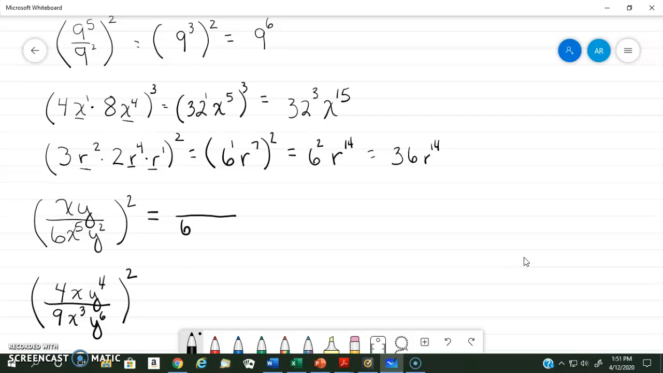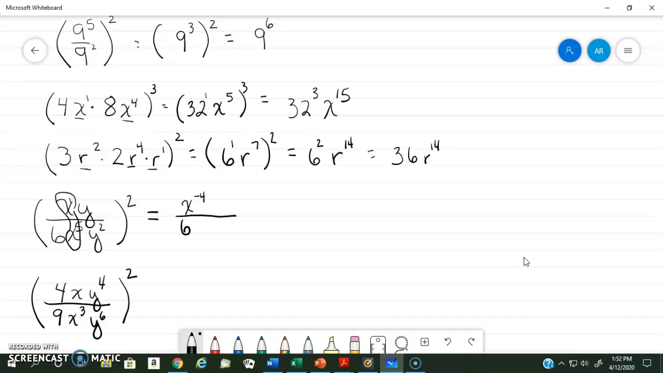Now I'm going to resolve my x. So I have my x base, right? So I have x to the first divided by x to the 5th, which is going to give me x to the -4, because 1 minus 5 is -4. Now I'm going to have to get rid of that negative exponent later, but I'm okay with that for now.